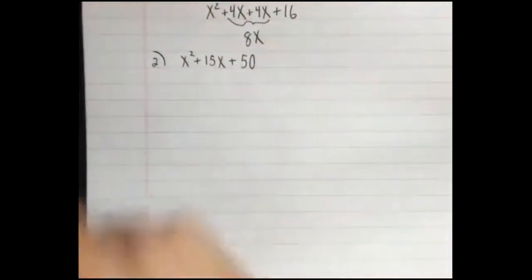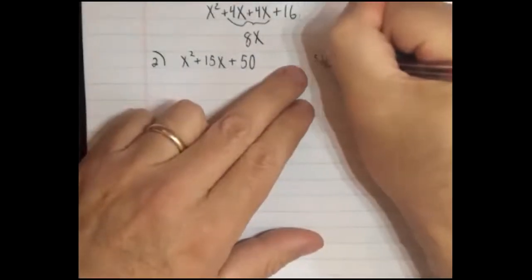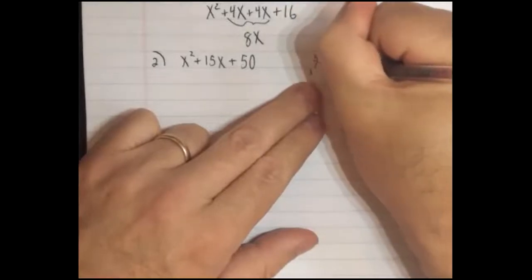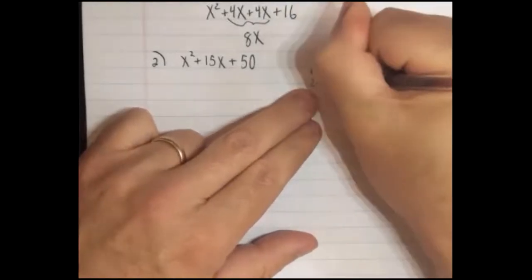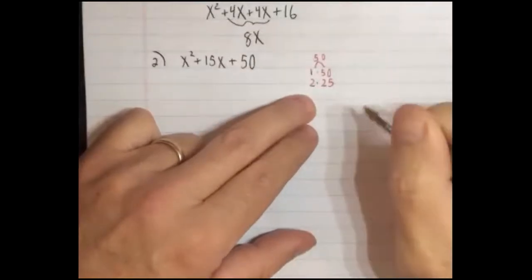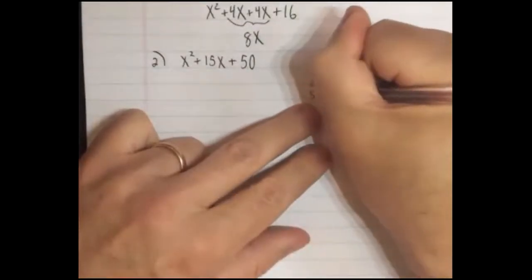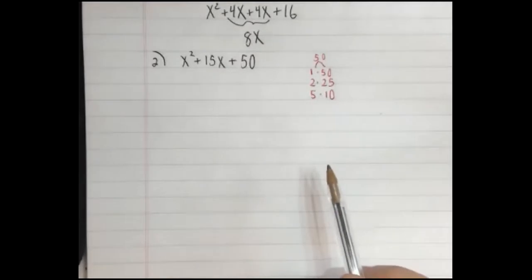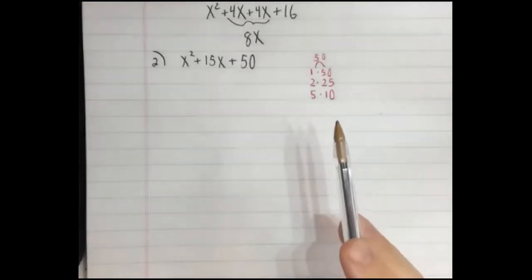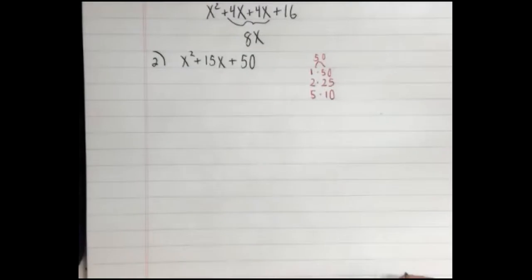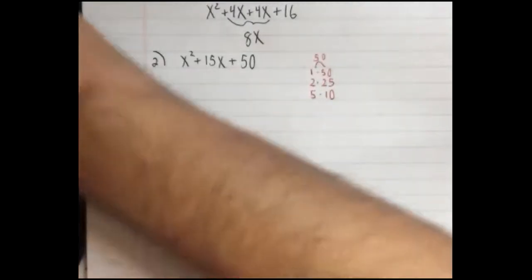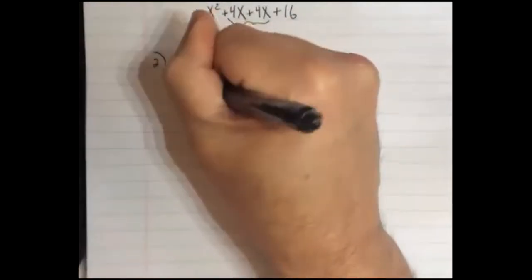Okay, so we look at that last value of 50. Now, the bigger the number, the more factors there are going to be. So you've got 1 times 50, 2 times 25, not 3 and 4, 5 times 10. Oh, actually, yeah, 2 times 25. So those are the three ways that I can get 50. And again, they're both going to be positive. Should have probably done that first. Since everything's positive, it's going to be x plus.